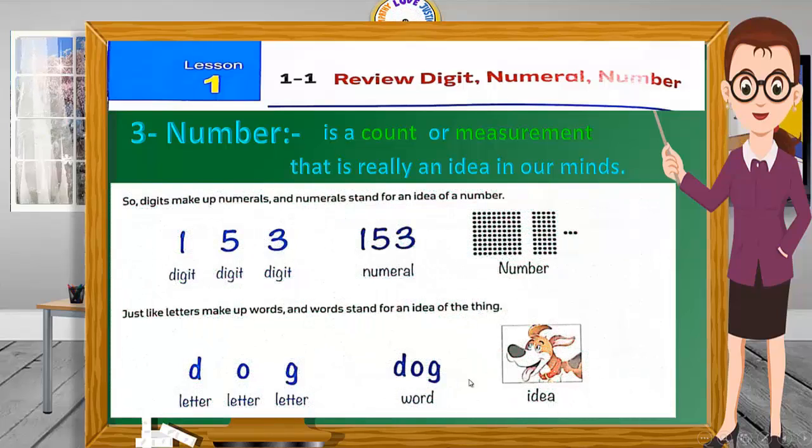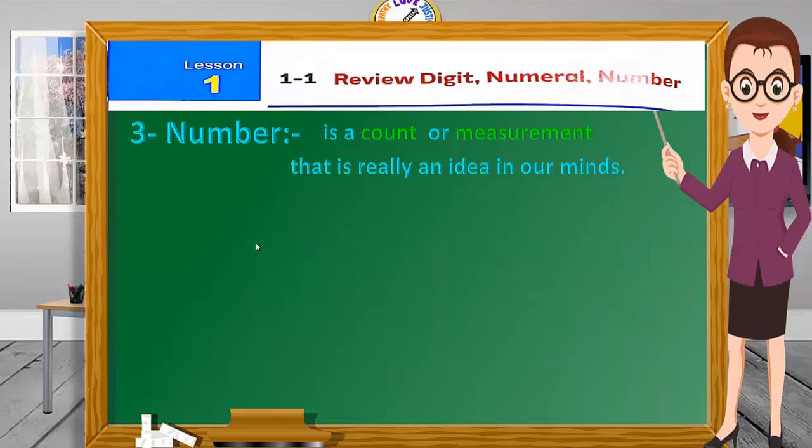Look here at this picture from your book. We have here 3 digits, 1, 5, and 3. If you write digits like this, you should say these are digits. They are not a number, or a numeral. What is a number? A number is a count or measurement that is really an idea in our minds.